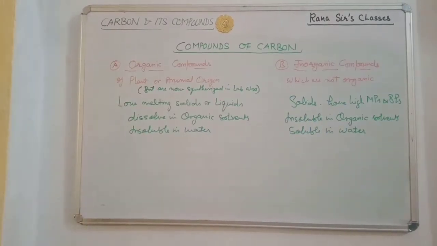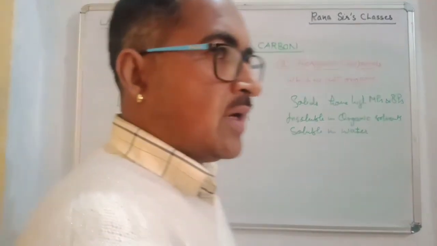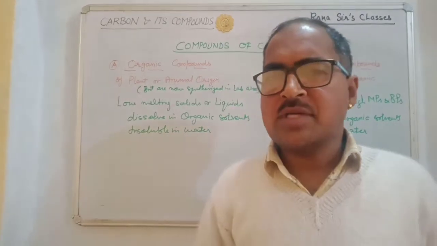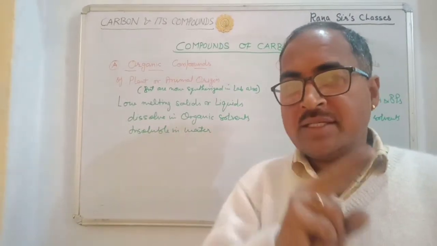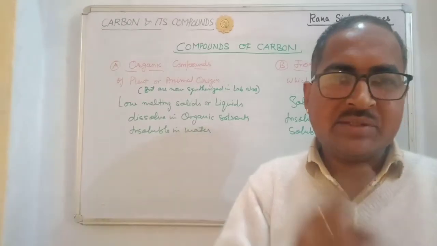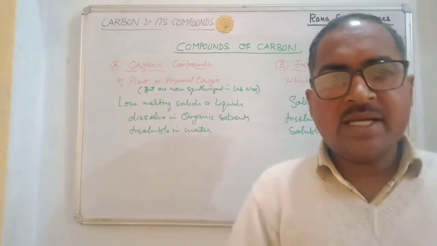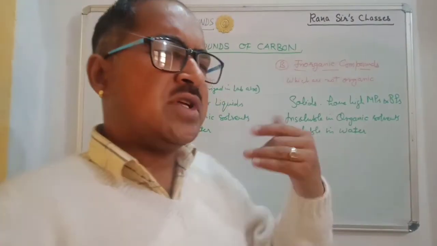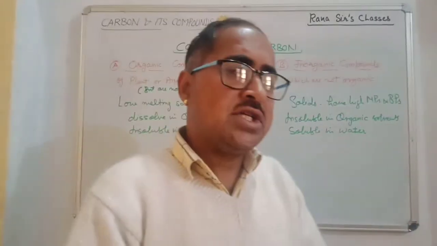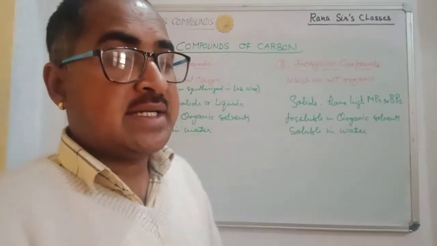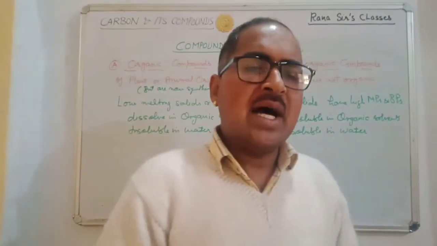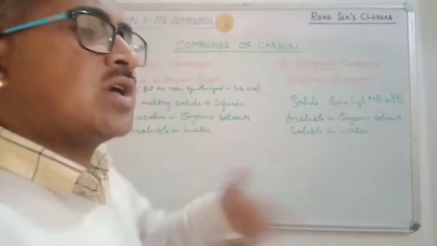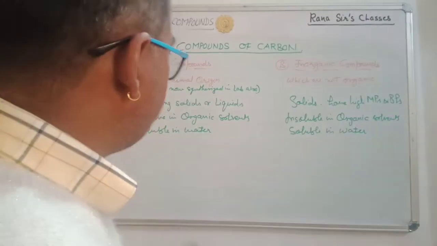Talk about compounds of carbon, meaning what types of compounds are formed by carbon. Many types of compounds are formed by carbon, but we have divided them into two categories: organic compounds and inorganic compounds. Organic compounds means those which were initially of plant and animal origin only, but now they are synthesized in the laboratory also. And inorganic compounds means those which were not organic, but this was the simple classification.